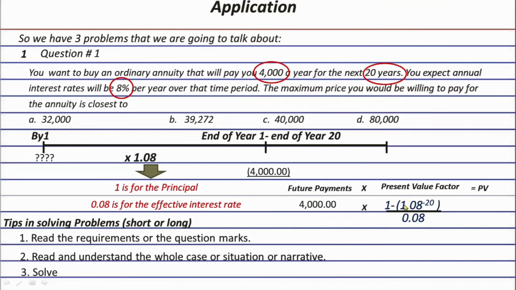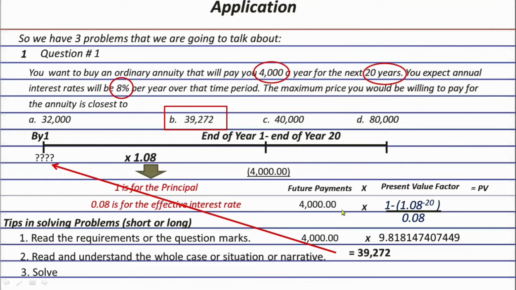Okay? So, because of that, we should use the present value of 1 ordinary annuity formula, which is 1 minus 1 plus I, and in this problem we have 1.08 raised to the power of negative n, and in this problem we have negative 20 or 20 years, over I, which is again 0.08. And if you summarize this, you will get the factor of 9.818, and so on, times this 4,000, and we will get 39,272, which is already the maximum price or the present value that you should be paying for the annuity or the investment. So that's already the answer.